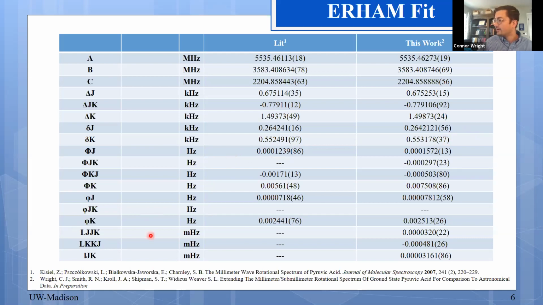As you can see here, adding a J-max up to 99 necessitated us to use octic distortion constants. And you can see those are fairly well determined values and errors.